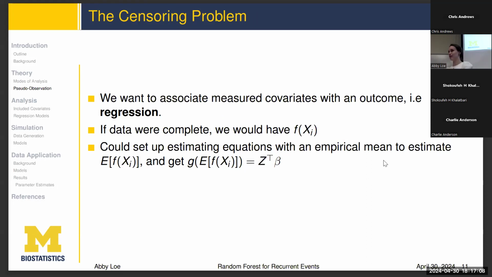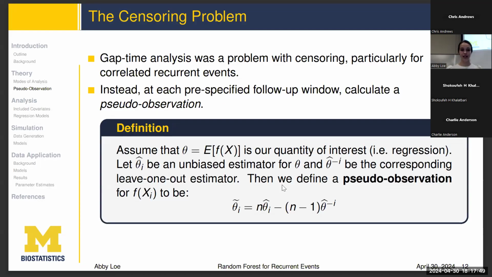Okay, so that's our censored longitudinal data framework. We have a way of thinking about recurrent events that doesn't rely on gap times. But now we want to be able to associate covariates with this censored longitudinal outcome. And so we want to perform something called regression. But if we remember, the problem with gap time analysis was that we had censoring. So how are we going to deal with this censoring problem? If our data were complete, we would be able to take an empirical mean of our outcome and set up our regression, probably specifying some type of link function of our expectation and our covariates. So pseudo observation is how we're going to move past this.